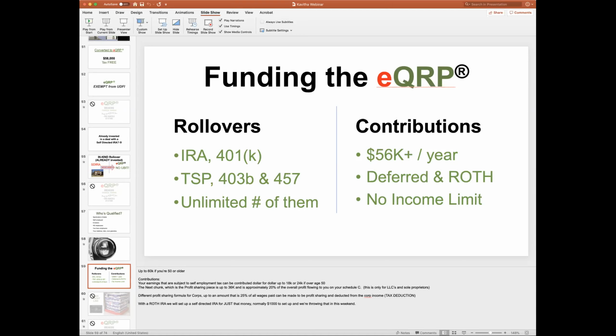Let's see. Question from Kevin. Is this limited to IRAs only, or can one use 401ks funds as well? You can put any type of retirement account or money into an eQRP. It can be IRAs, or you can use 401ks to put in here. I think that answers the question, but if not, just clarify and I'll dig into it a little bit more.